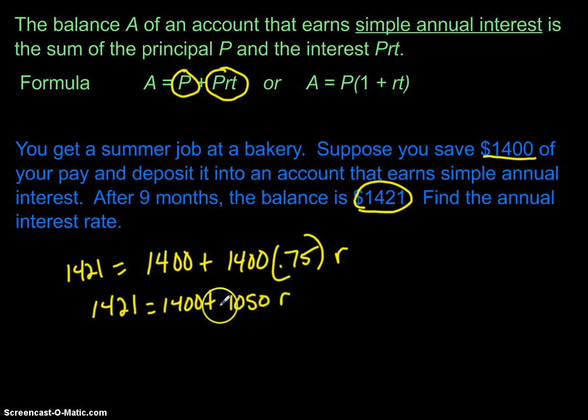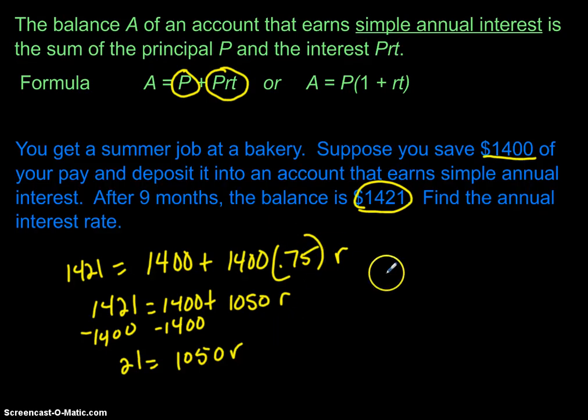I can't add 1400 and 1050. These are not like terms. This is kind of like 1050x plus 1400 equals this. This is a two-step equation. I subtract 1400 from both sides. Okay, it's going to give me 21 equals 1050R. I'm going to divide both sides by 1050, and let's see what that gets us.